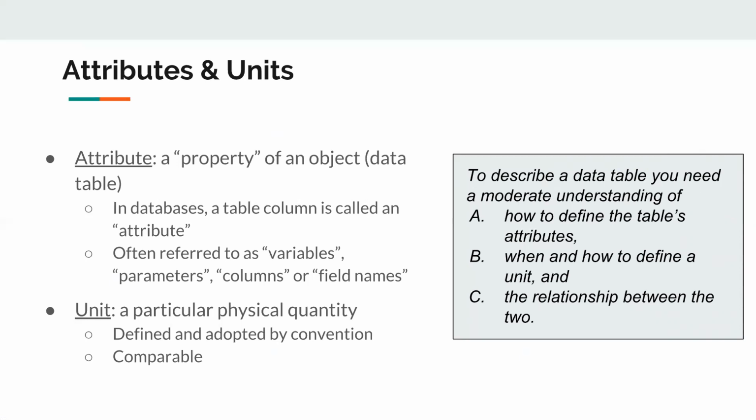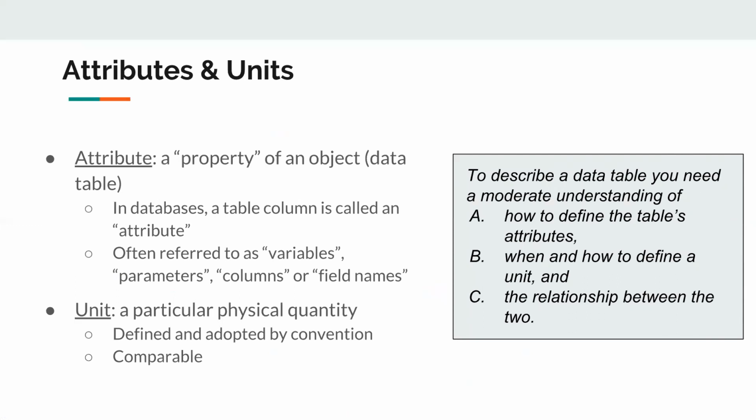In database vocabulary, if you call a table column, it is called an attribute. If the data are arranged in rows instead of in columns, then the row name could be called an attribute. So in ecology and environmental sciences, where data are usually arranged in tables or arrays, the attributes are often referred to as variables, parameters, columns, or field names.